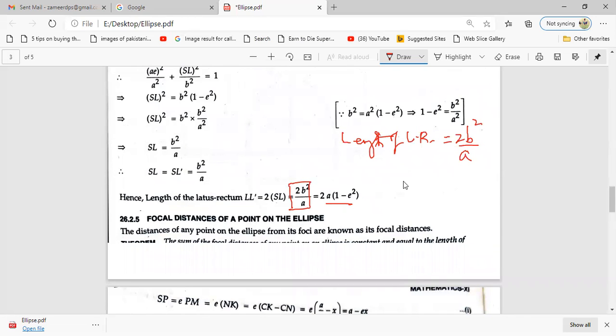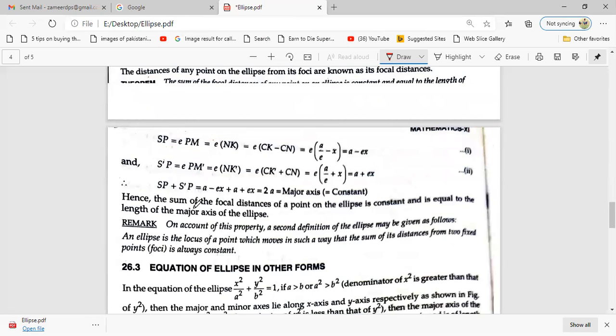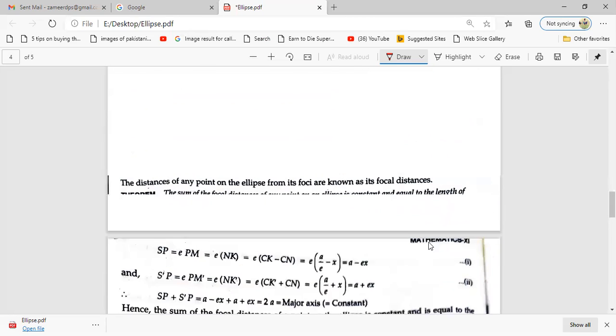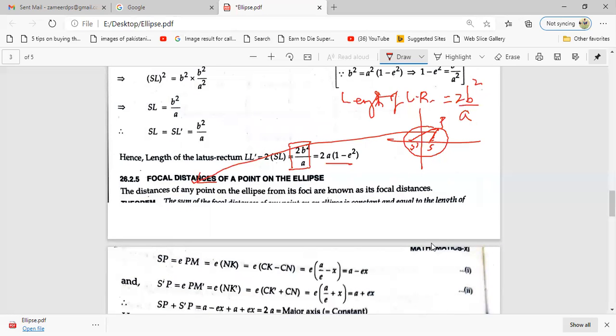Focal distance means the distance from the focus. This is a point on the ellipse. So the distance from the focus to this point is called the focal distance. And there are two foci, so this point will have a distance from S and also from S dash. There is a relation between these two distances: SP plus S dash P is always equal to the major axis, 2A.